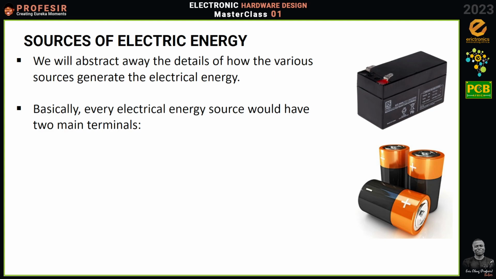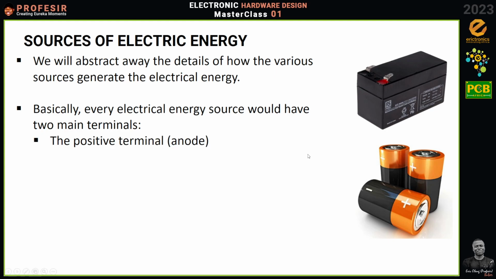I mean, the mains in our house sometimes have the earth, but the earth technically is not even supposed to carry power. The earth is just supposed to channel excess and leaking current into the ground. So basically, every energy source would have two terminals.